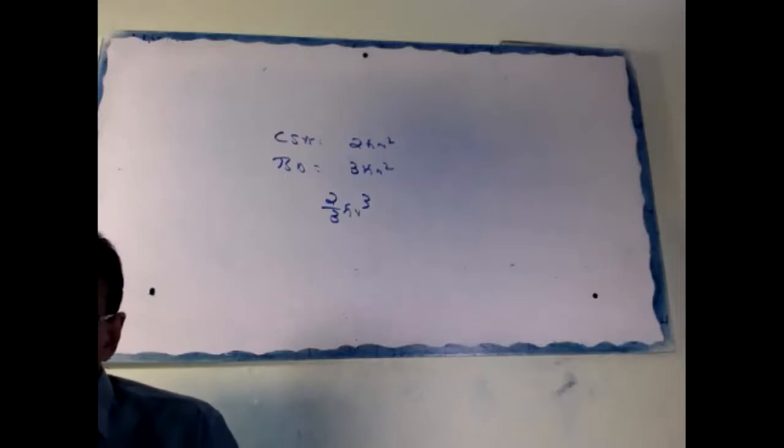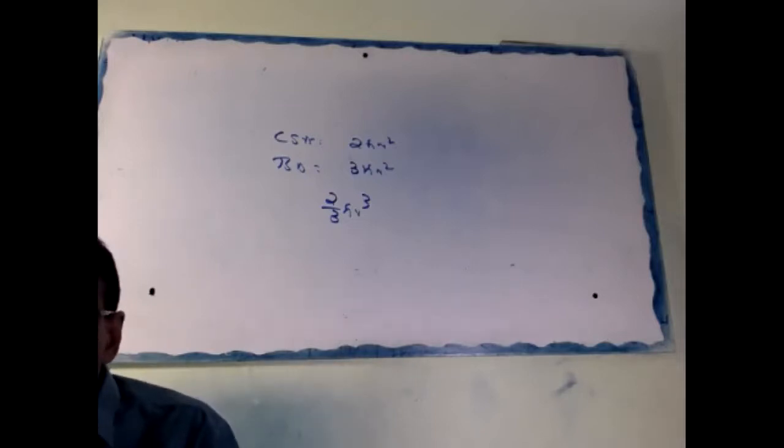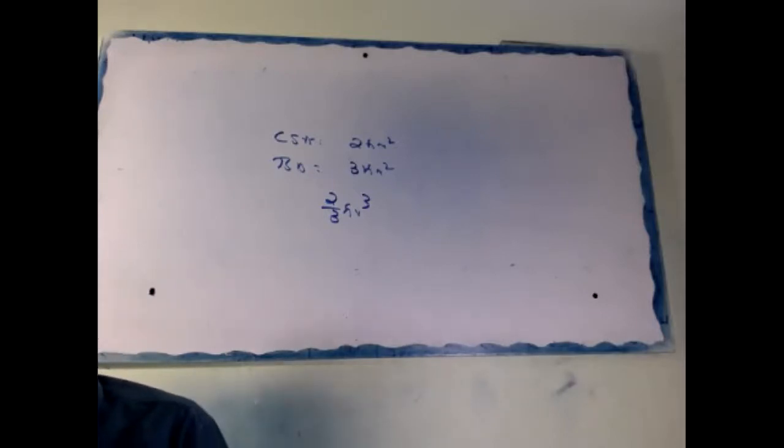Next, pipe, cylinder. Total surface area 2 pi r square plus 2 pi rh. Then CSA 2 pi rh. Volume pi r square h. Then pipe: 2 pi RH plus 2 pi small rh plus pi capital R square minus pi small r square, into 2. Volume is pi capital R square h minus pi small r square h.